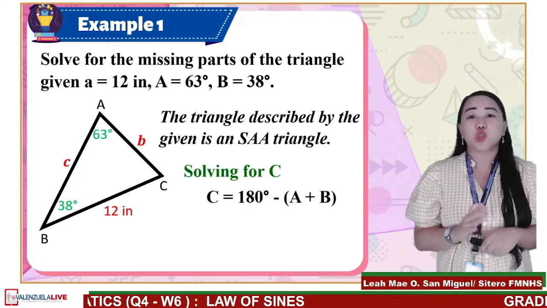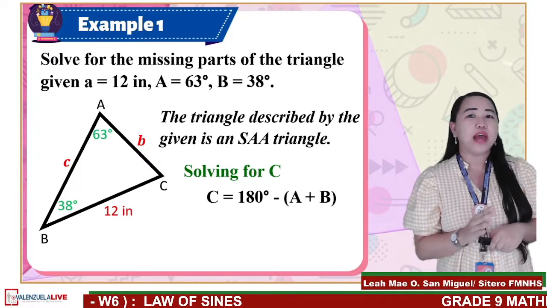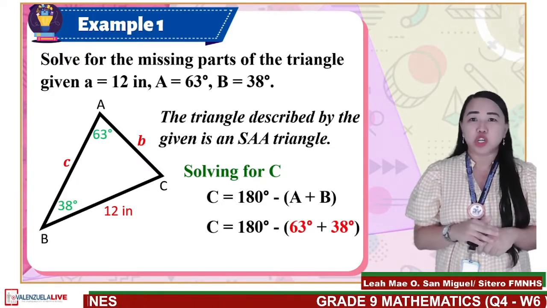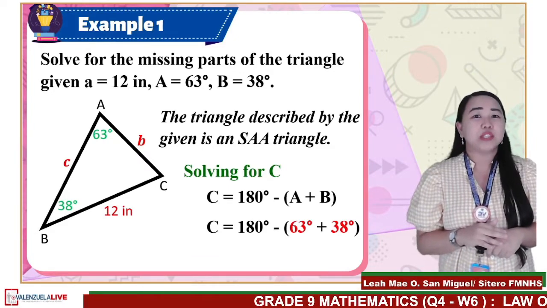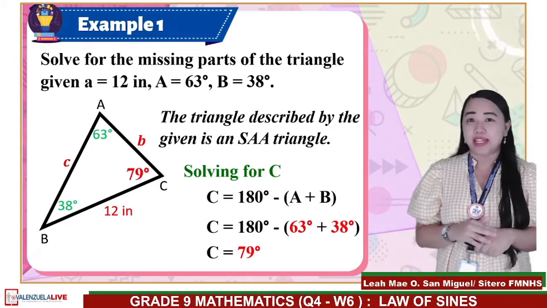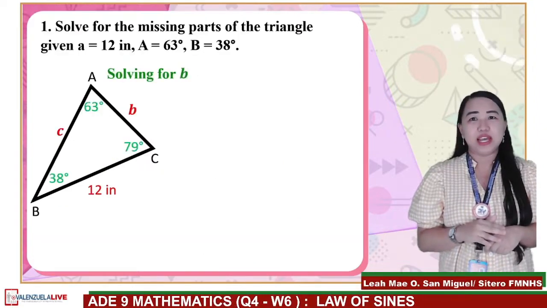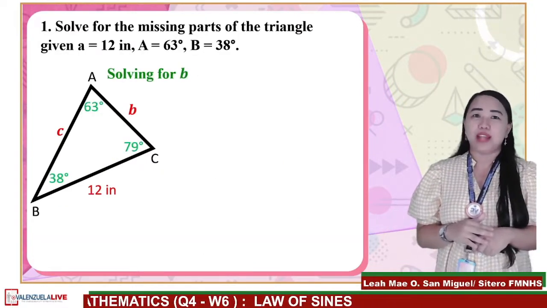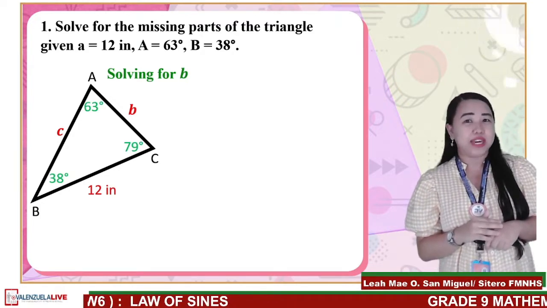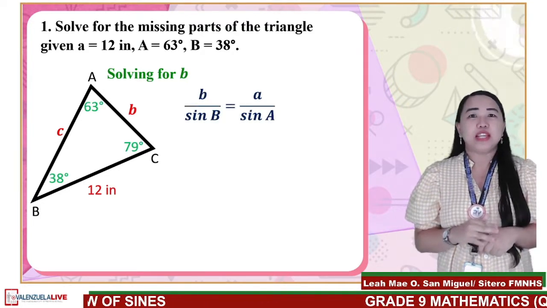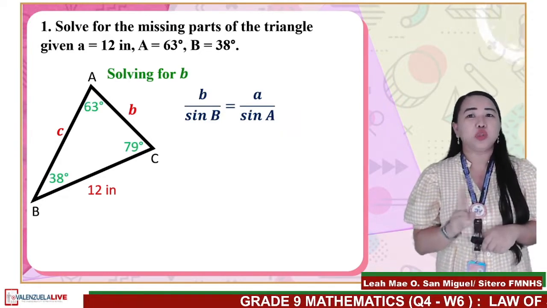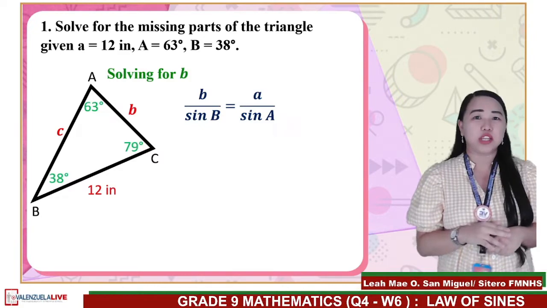With this, subtract the sum of the two given angles from 180 degrees. Substitute the measures of each given angle. Simplify it, we get C is equal to 79 degrees. The three angles are complete now. Let us find the other missing parts, the sides B and C. In solving B, use the law of sines. We only need to equate two ratios.